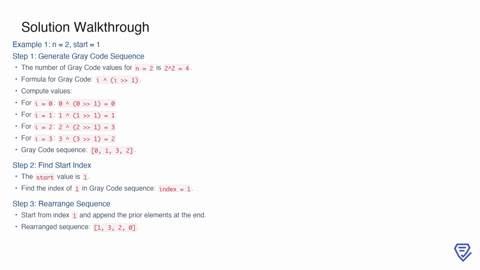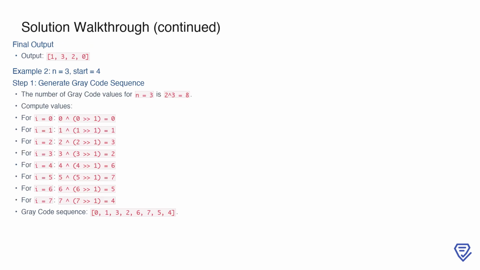Now, the start value is specified as 1. To rearrange the sequence so it begins with this value, we first find its index, which is 1. Finally, we rearrange the sequence starting from this index, appending the earlier elements to the end. The result is 1, 3, 2, 0.